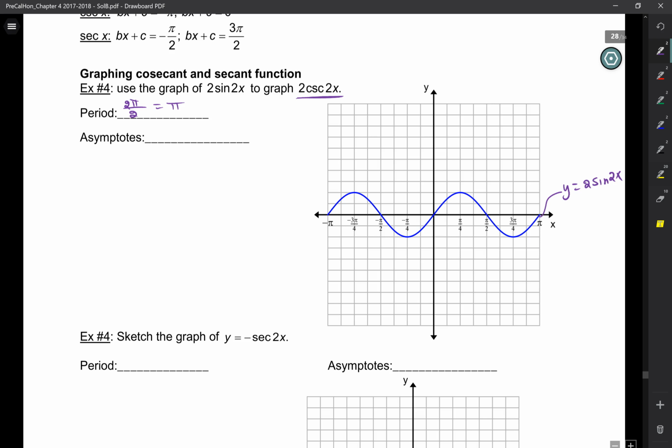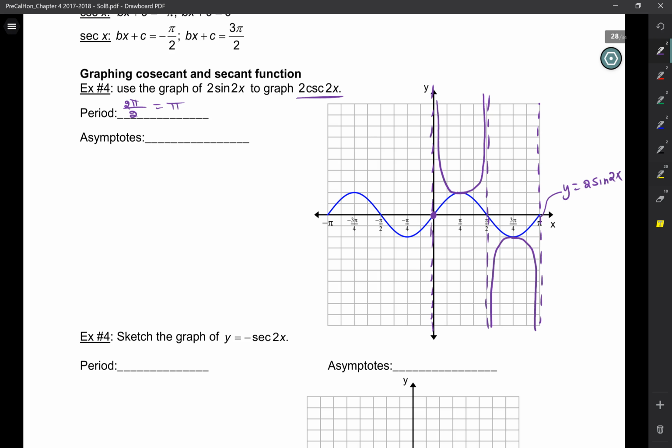Now, here, it hits the x-axis. I put an asymptote. Another asymptote there. Another asymptote there. Okay? Now, let's draw our U's. The purple is the cosecant graph. Now, the asymptotes are at x equals 0, x equals pi over 2, x equals pi.